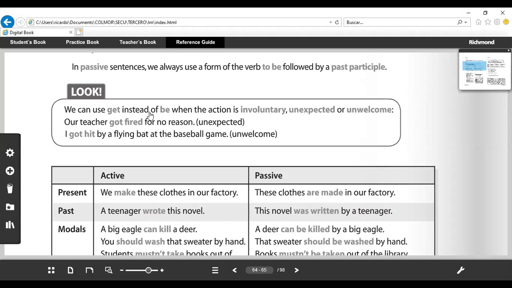It says we can use get instead of be when the action is involuntary, unexpected, or unwelcome. Our teacher got fired for no reason. This is unexpected. I got hit by a flying bat at the baseball game. This is unwelcome. Okay?